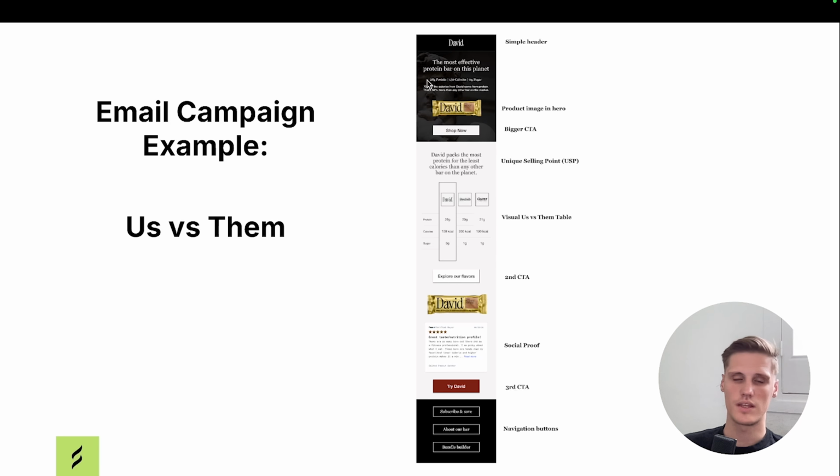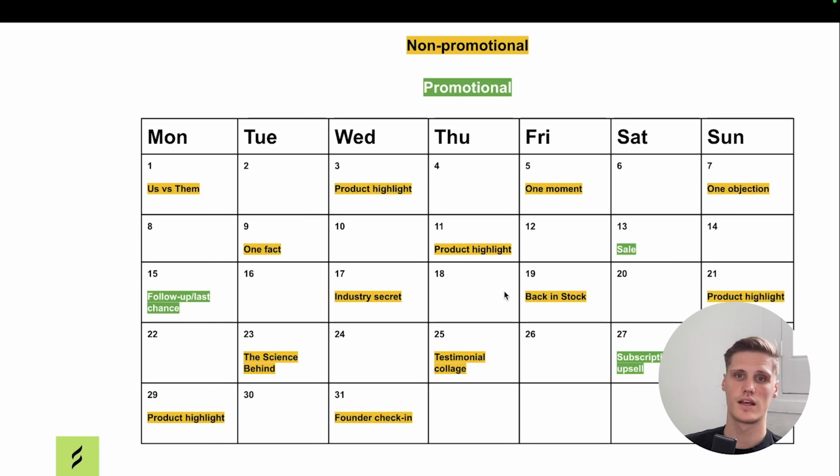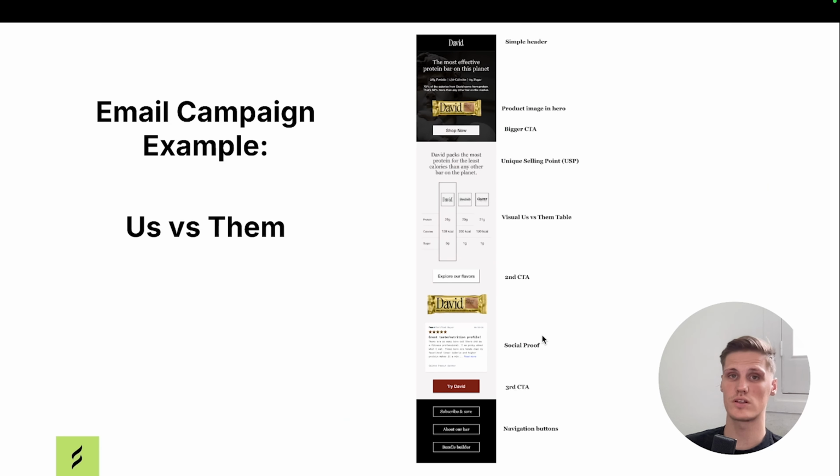And then throughout the email, here are some of the design best practices. You want to have a simple header. You don't want to have any navigation bars here. You want to have a headline that catches your attention. You want to have a subheading, product image in the hero, and then a big CTA, call to action, in the hero section already. And then unique selling point, us versus them table, second call to action, and then social proof. So essentially with this, you show how nutritious David is.